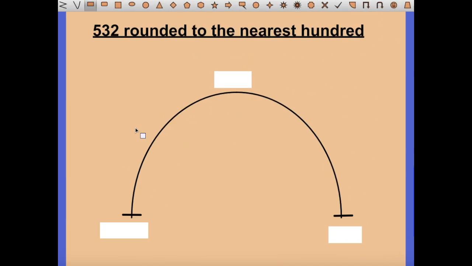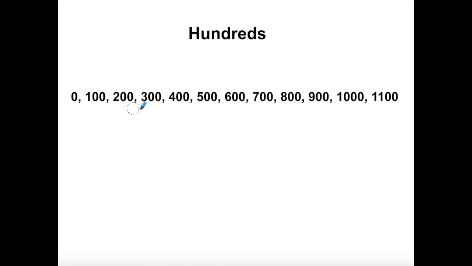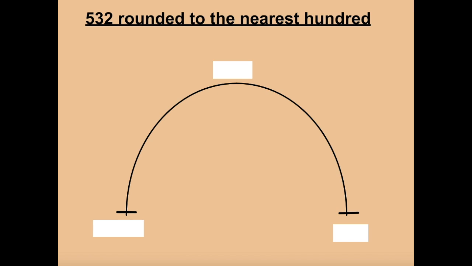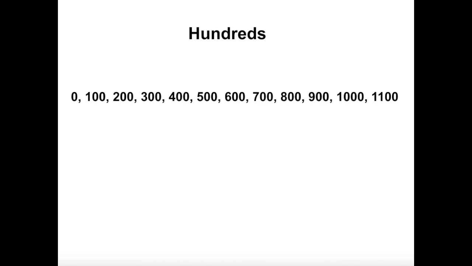Okay. I'm more than aware of the fact that my video production skills are not where I want them to be. Yet. We used the rounding roller coaster to round whole numbers. For example, 532 rounded to the nearest hundred. 0, 100, 200, 300, 400, all the way to infinity. Those are hundreds. So when I say rounding to the nearest hundred, if I put 532 somewhere in here, we know 532 would fit between 500 and 600.